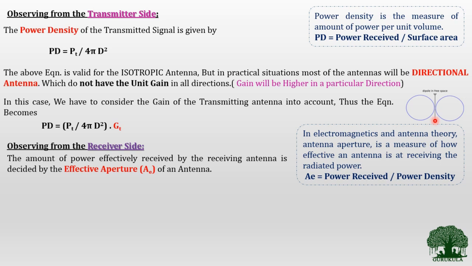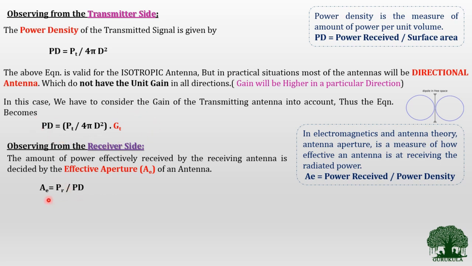So that is denoted by the letter AE, the effective aperture, and it is mathematically defined as the power received over the power density, which means the transmitted power. Now we are talking from the perspective of the receiver side, so the power received at the receiving antenna is what we defined as PR. So the effective aperture can be defined as AE equals PR over PD. PD stands for the power density, that means the transmitted power, which we have already calculated over here.